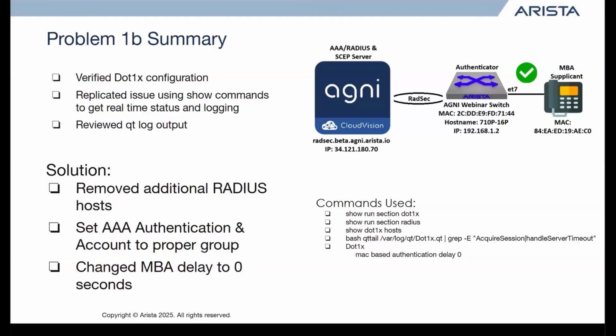To fix the delay, the additional radius host entries were removed, AAA authentication and accounting was pointed to the proper AGNI server group, and finally, the MAC-based authentication delay was set to 0 seconds, reducing it from the system default of 5 seconds. With this done, the wired hosts were able to successfully authenticate immediately once the port came up.